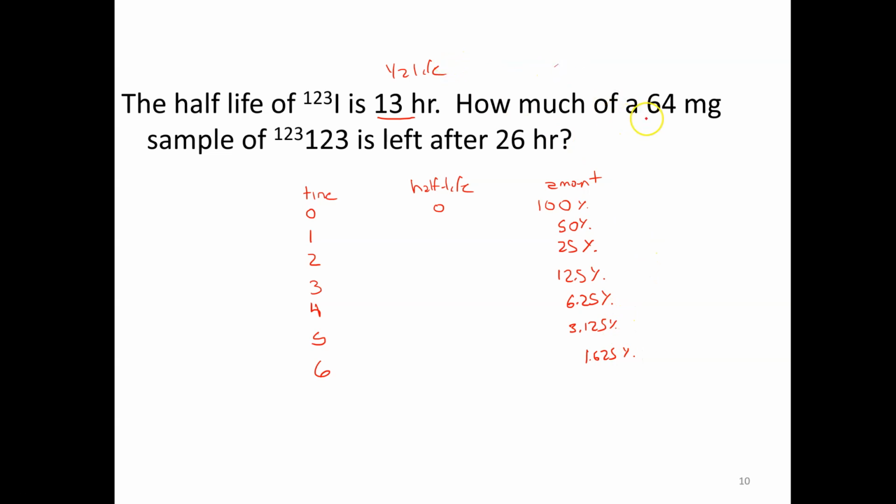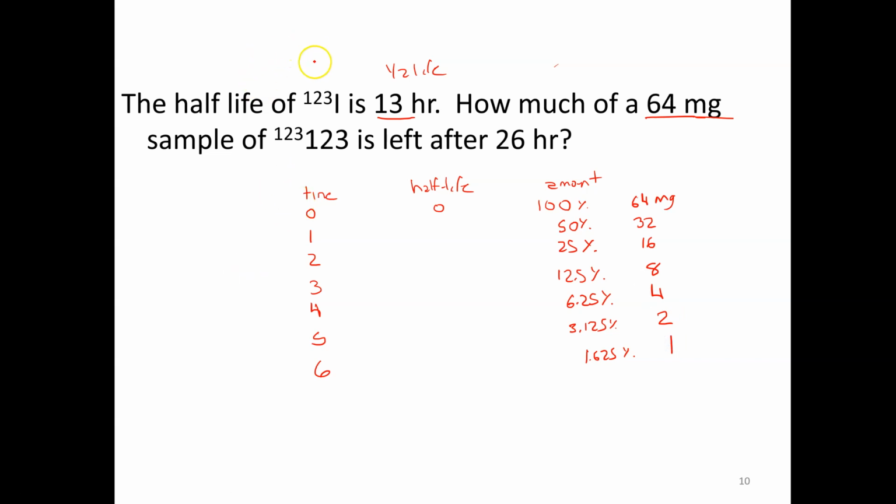So you have 64 milligrams of iodine-123 left after 26 hours. Instead of doing percentages here, I'm going to go actual amount. So after one half-life, how much do you have? 32. After another half-life, remember, all I'm doing is just halving the quantity. It's nothing complicated. So we have 8, we have 4, we have 2, we have 1.